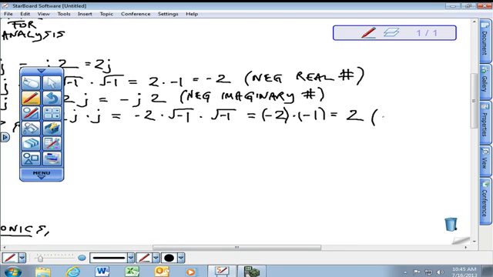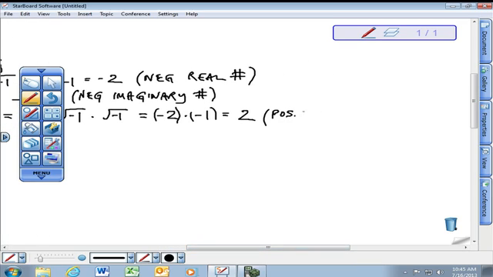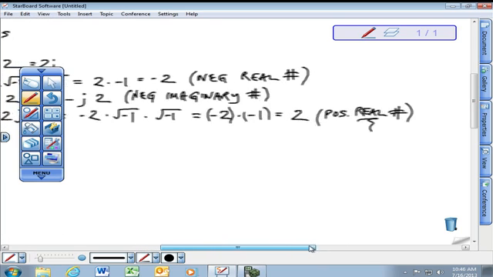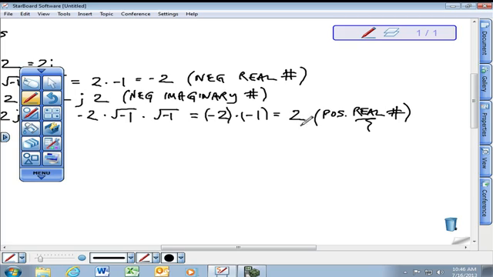In other words, we are back to what we started off with. This is our positive real number. It's real important to make sure you know the difference. If you're given 2, no worries, that's a real number. If you're given negative 2j, no worries, that's a negative imaginary number. As soon as you see the j, you know you're talking imaginary. As soon as you see no j, you're talking about a real number.